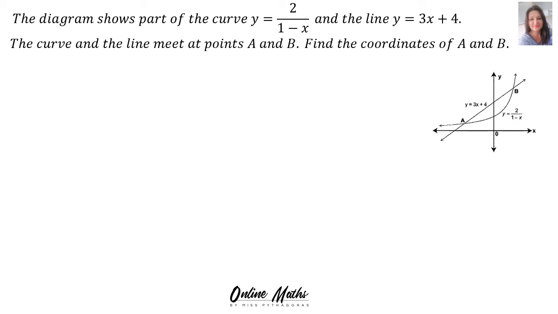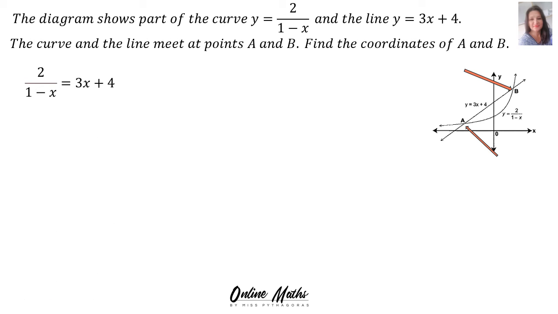The diagram shows part of the curve y is 2 over 1 minus x, that's a part of a hyperbola, and the line y is equal to 3x plus 4. The curve and the line meet at points A and B. Find the coordinates of A and B. In other words, the points of intersection, therefore we will do simultaneous equations. And we will in the end find point A and there is point B.